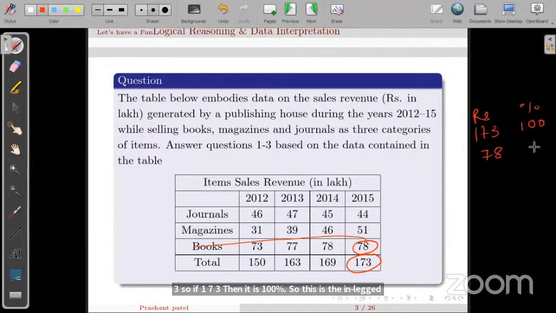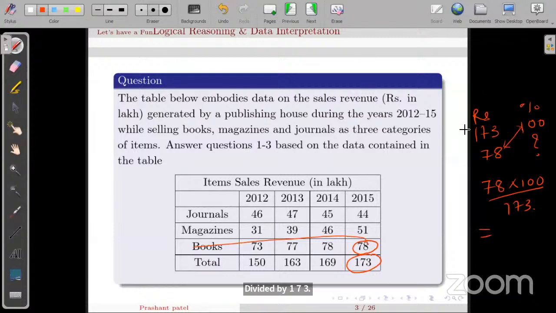So what will happen at 78? So you have to just do 78 multiplied by 100. You do the cross multiplication, divided by 173. Now you have to just simplify this. And how much will you get? 45%. Yeah, it is the correct answer. Very good. So it is 45%. Okay, not exactly, but approximately it is 45%.